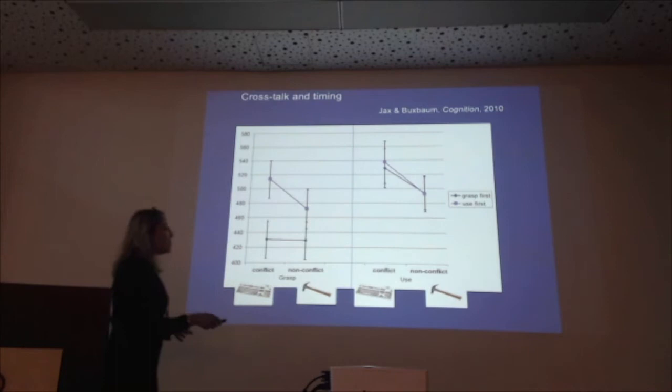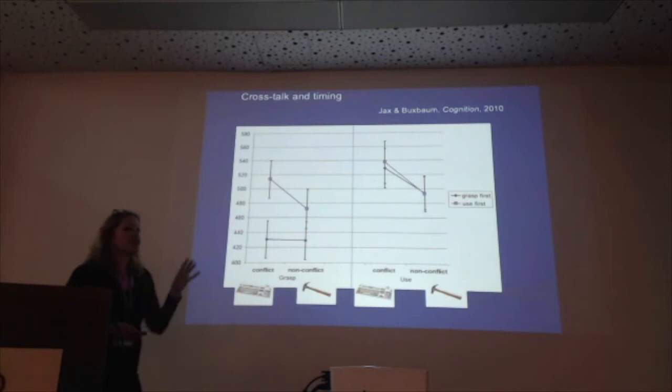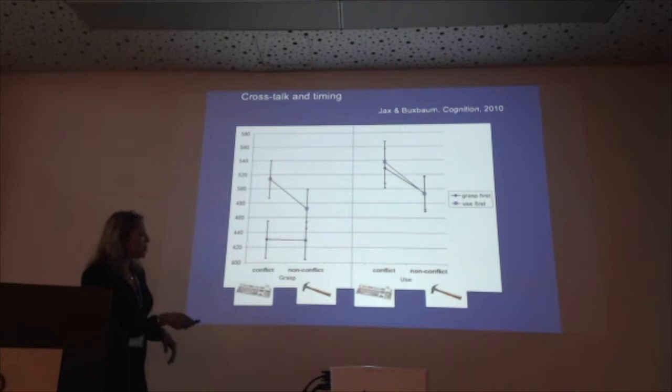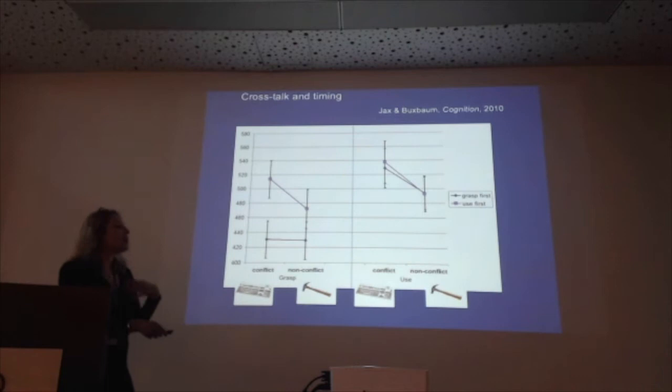So if you look over here to the right, you have these conflict tools and non-conflict tools, and we measure initiation time to position your hand on objects as if to grasp or use them. It's a little bit of an artificial task, not perfect. You see that regardless of the order, the conflict objects cause a slower initiation time. We did a bunch of controls to make sure it wasn't anything to do with the postures themselves that were being adopted. Objects were also controlled for other kinds of visual attributes.